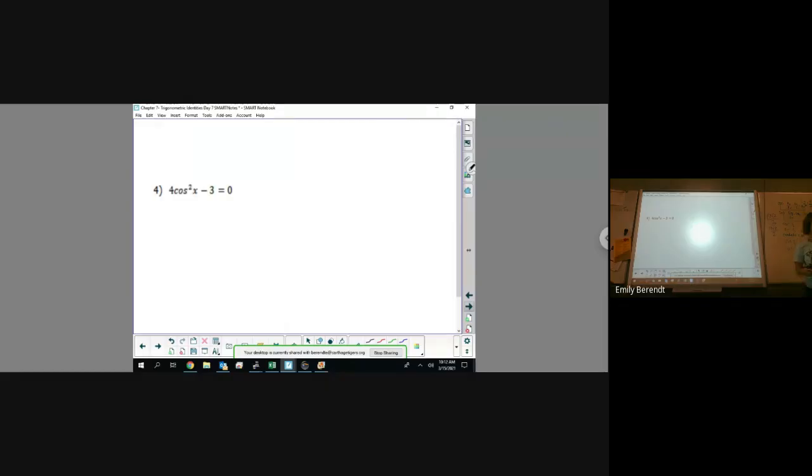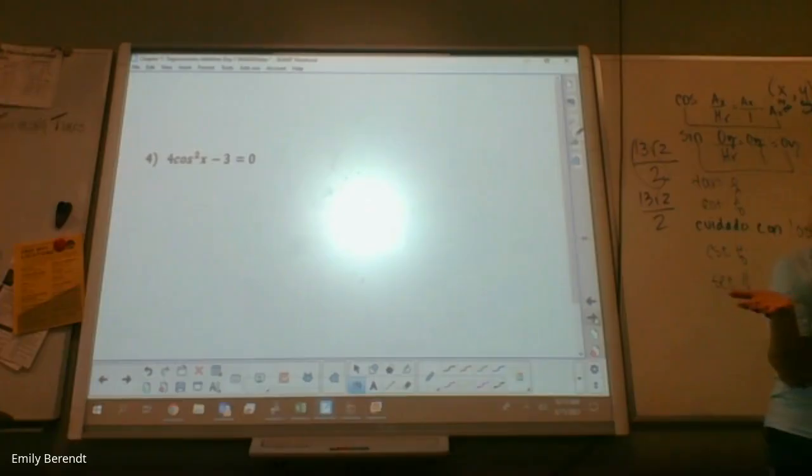This one's fun. 4 cosine squared of x minus 3 equals 0. We got a quadratic. What do you think we need to do here? We could use an identity, but we don't need to. If you were to change this to an algebra problem, what would it look like?